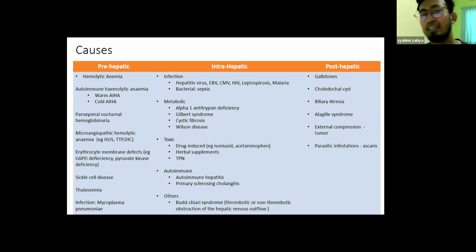Intrahepatic is due to disruption of the hepatocytes. It can be due to infection, metabolic causes, toxins or drugs, autoimmune causes such as autoimmune hepatitis, and others, such as Budd-Chiari, which is thrombosis at the hepatic vein. And post-hepatic is surgical jaundice. This is mainly due to structural abnormality that disturbs the flow of bilirubin.